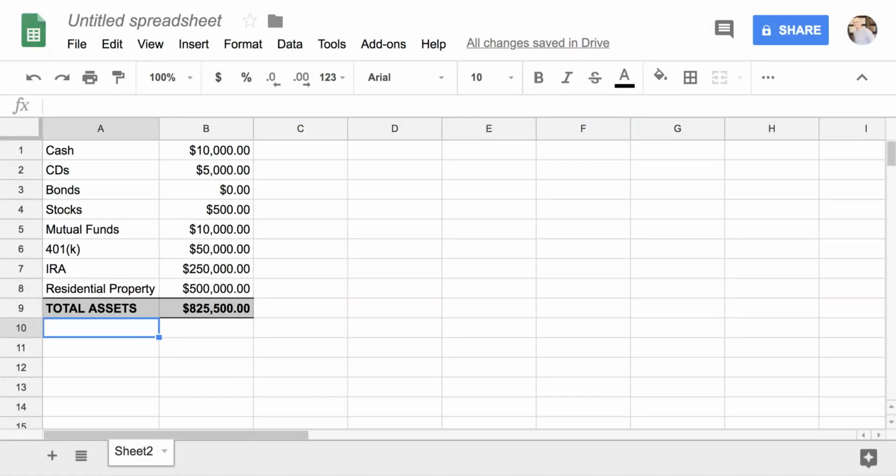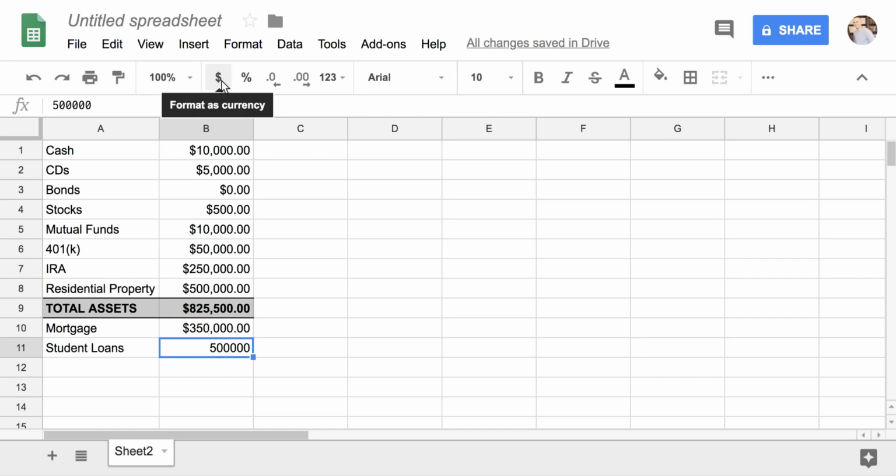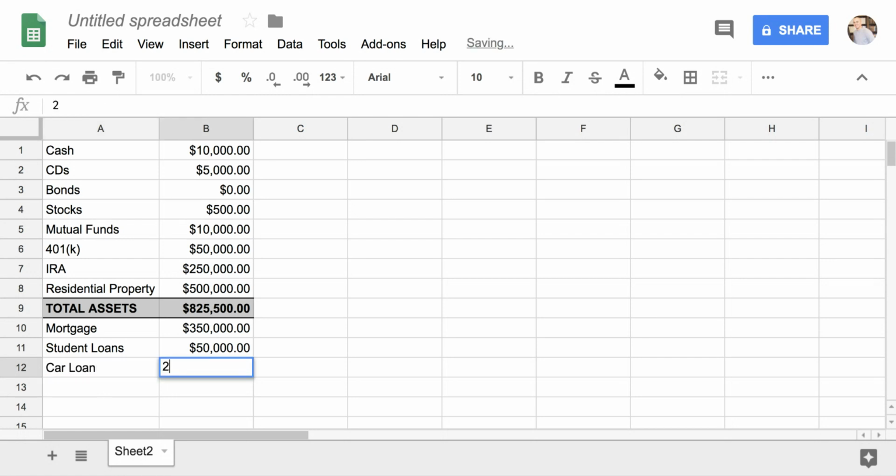Okay, so now let's find out our liabilities. A liability is pretty much anything that you owe money on. So let's say, for example, on this real estate property you have, you owe a mortgage of $350,000. Okay, let's say you have some student loans. That's a liability. So you have about $50,000 in student loan debt. Let's say you also have a car loan of $20,000, just like that.